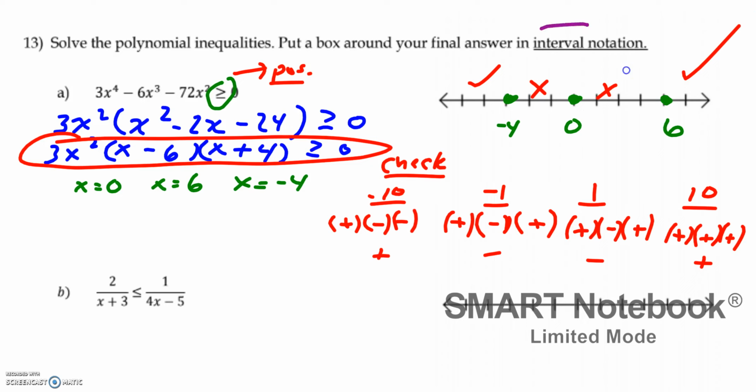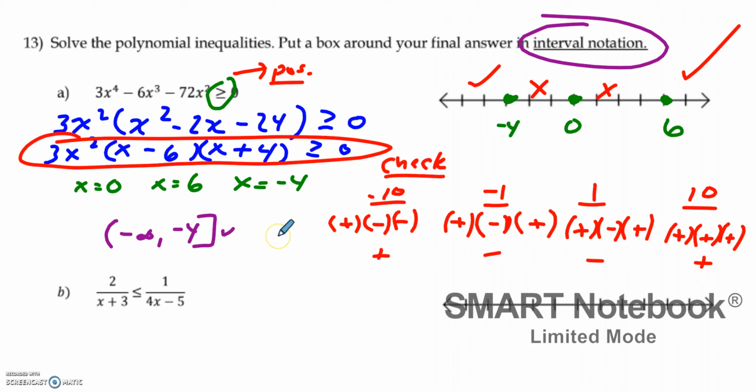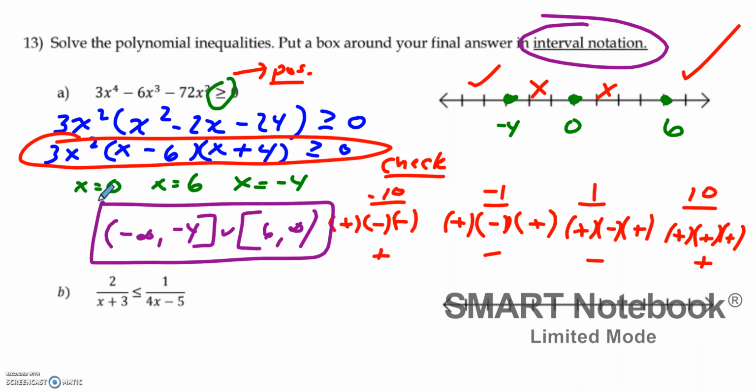So my answer in interval notation would be the intervals that work: from negative infinity to negative 4 included, union 6 to infinity included. Now technically 0 is also an answer that could work because it'd be greater than or equal to 0, but for the purposes of this test and the final, this would be our final answer.